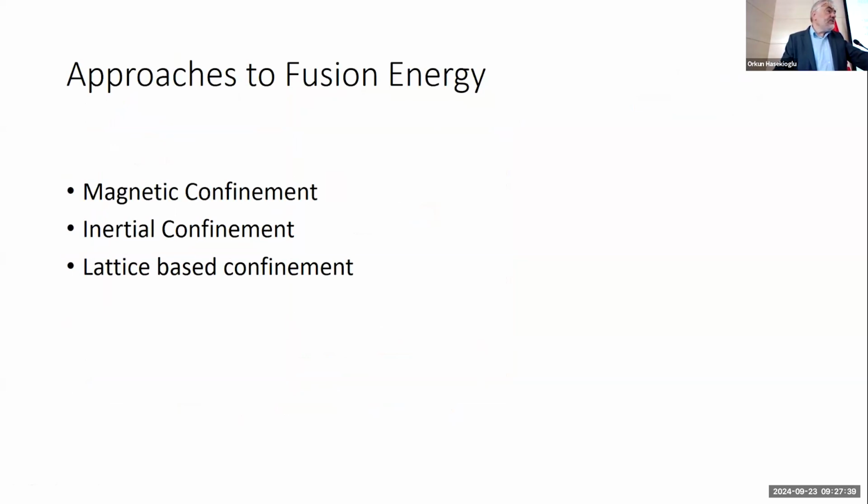There are several approaches that have been tried over the years, maybe 50 years or so, to obtain fusion energy. The most popular one is magnetic confinement. Another one is inertial confinement. But the approach that we are going to focus on more in this school will be lattice-based confinement. This approach to fusion energy has recently, in the last decade or so, become more popular, as opposed to magnetic confinement and inertial confinement. And I'll cite the reasons for this shortly.